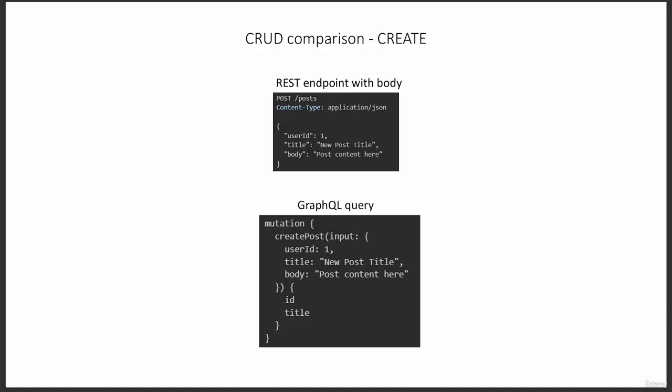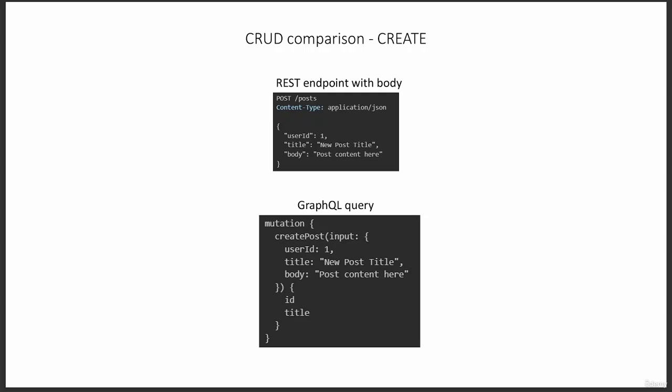Now let's talk about creating new data, in this case, a new post. With REST, we use a POST request to /posts and pass the post data in the request body, typically as JSON. It works, but the response might be generic, or sometimes you need another call to fetch related data like the user's info. With GraphQL, we use a mutation instead of a query. We provide the data we want to create, and just like with queries, we can specify what the response should include.